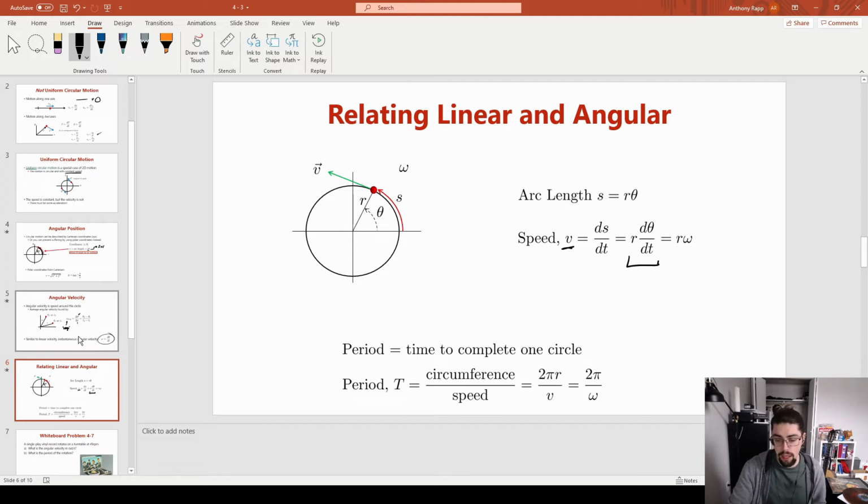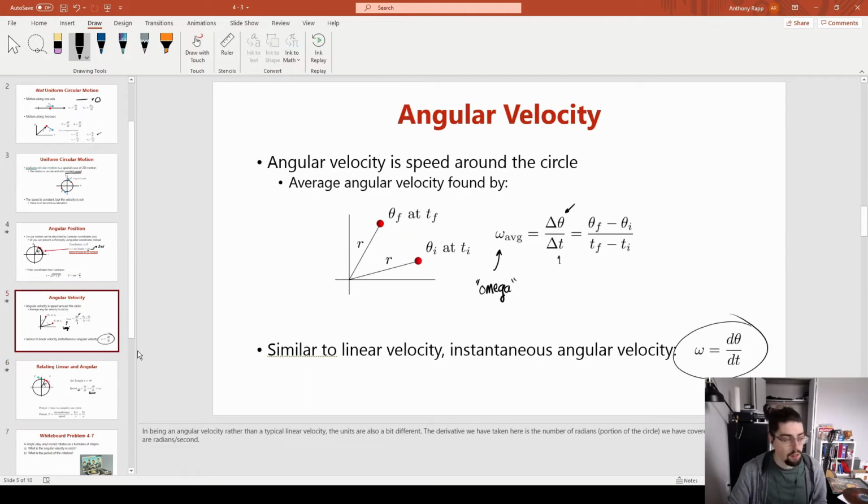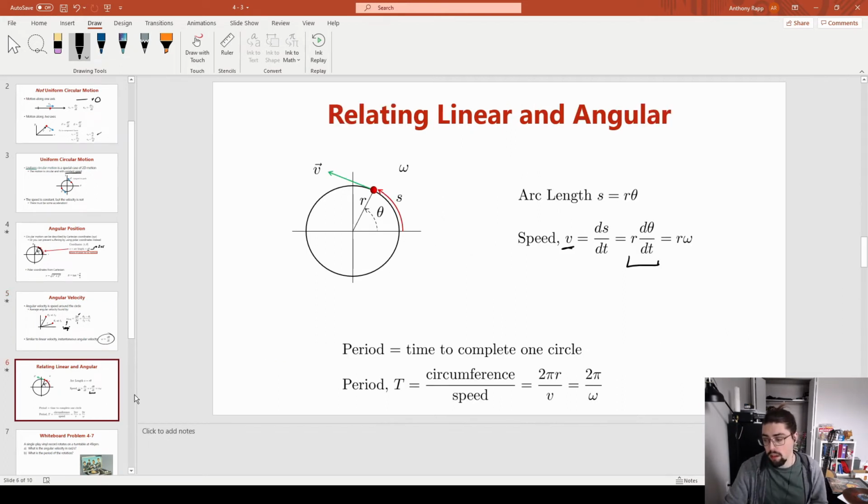We know from the last slide that omega, our angular velocity, is d theta dt, so that's where we get this expression that the tangential velocity, or linear velocity, is equal to r times omega. It's a nice little relationship together. Omega is not a full circle. Omega is only our angular velocity as we go around the circle, the rate at which we go around the circle.